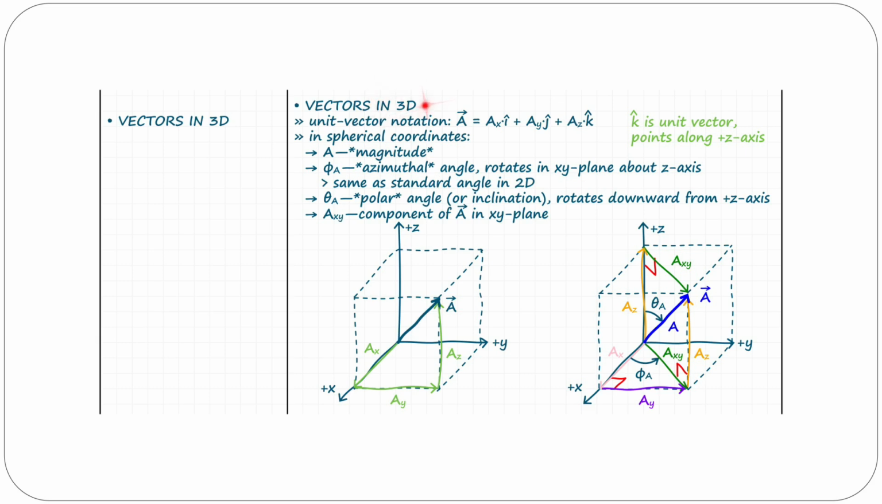But when we have vectors in 3D, we need a third parameter to measure a third dimension of motion, and that is theta A. That is our polar angle, also called the inclination. This angle theta starts along the z-axis, and it's measured as a rotation from the z-axis down into the direction of the vector. So notice here, theta A is the angle between the z-axis and the direction of our vector there.